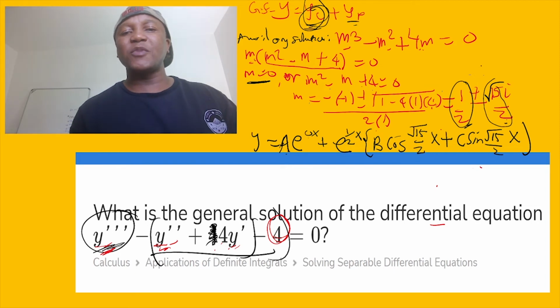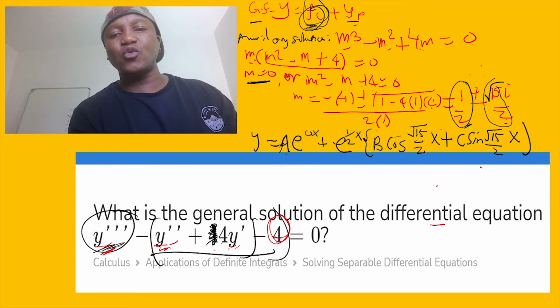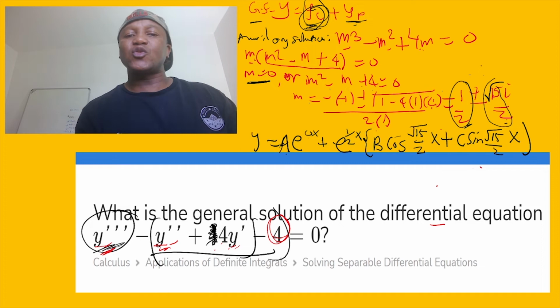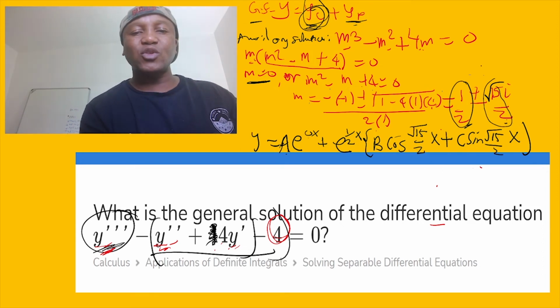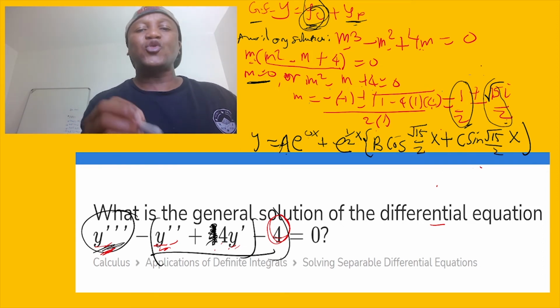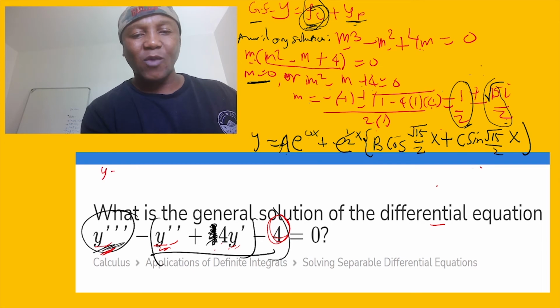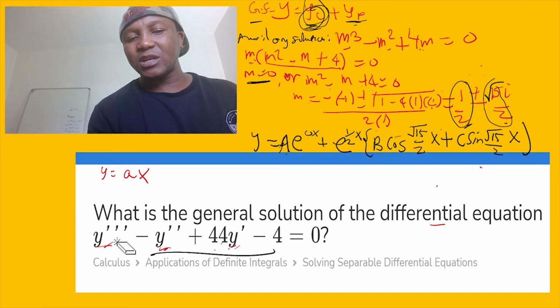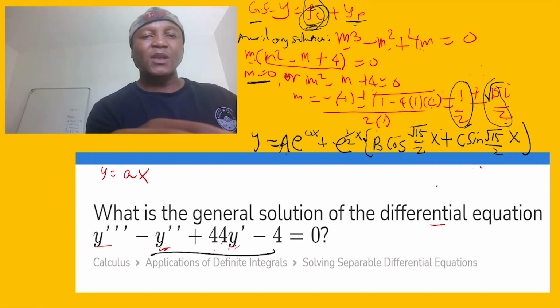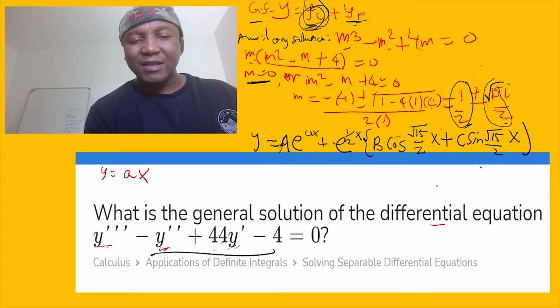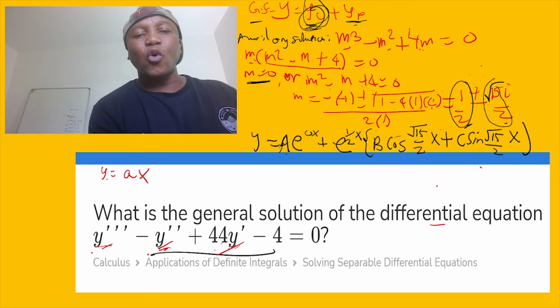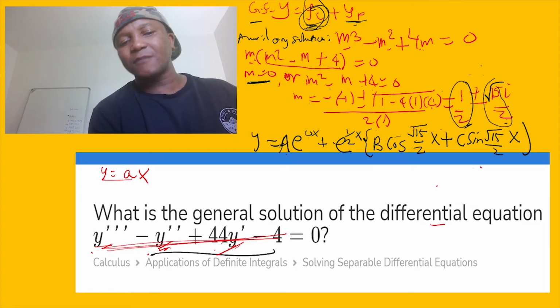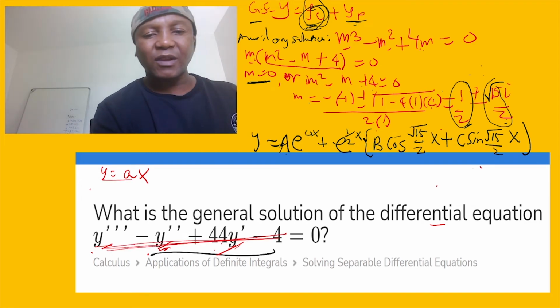Now we want to get the particular solution. Why do we want to get the particular solution? Because to get the general solution, it must be auxiliary plus particular solution. So getting a particular solution now is easy. You need to write it in this form: y equal to ax. Now, in the given equation you don't just have a y, you have a third derivative, second derivative, and first derivative. So we need to take this and substitute in all of these.